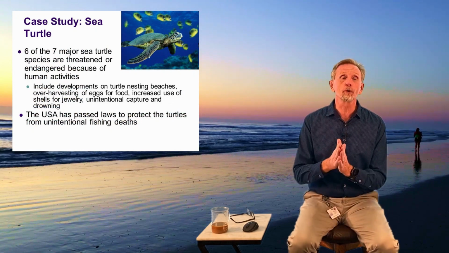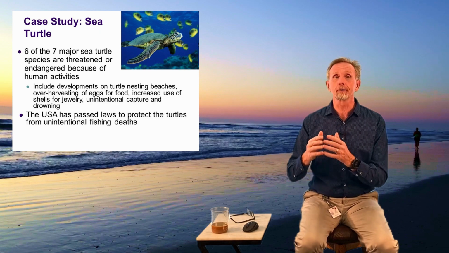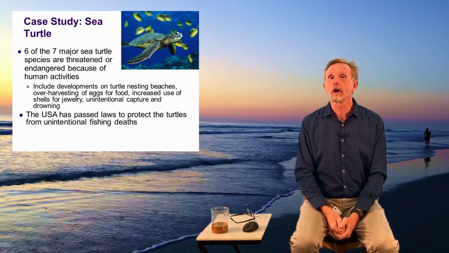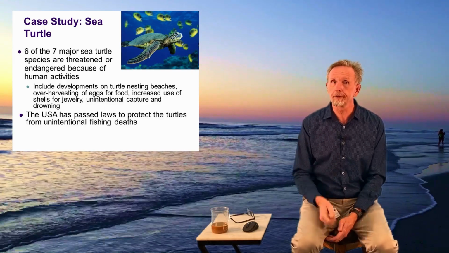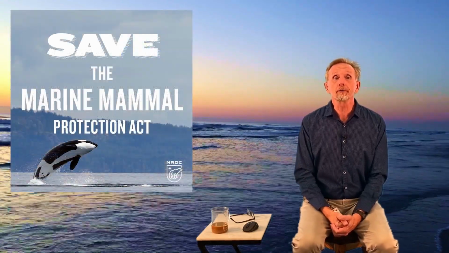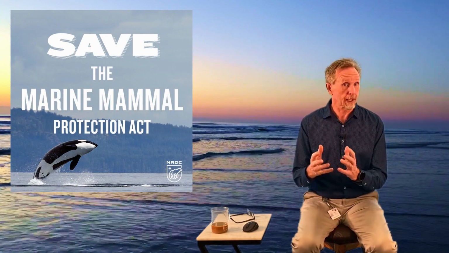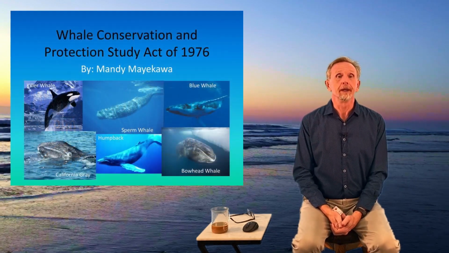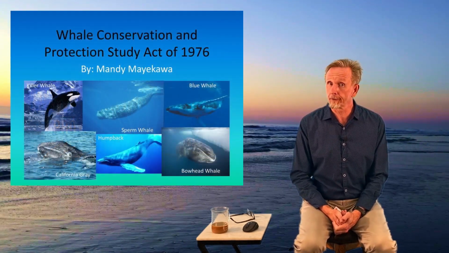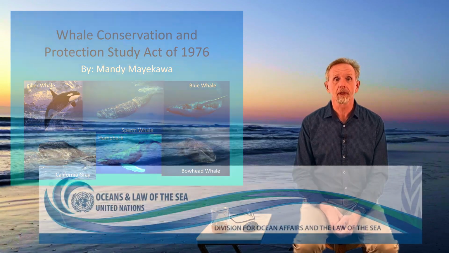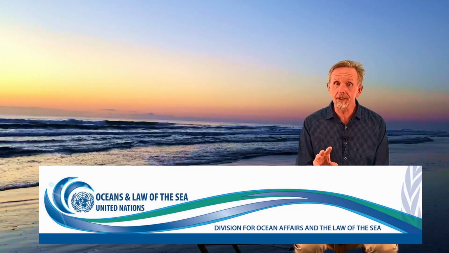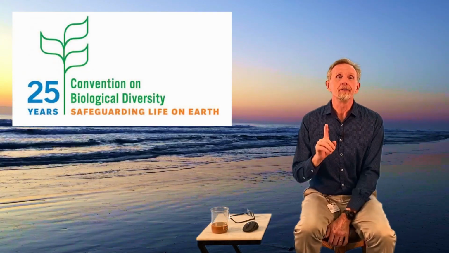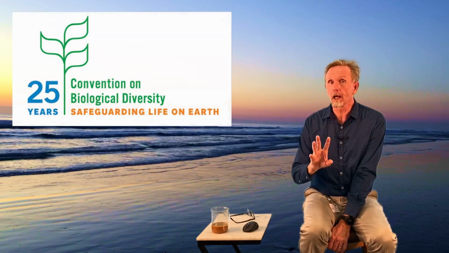1979, we established the Global Treaty on Migratory Species, like whales or things that are moving along. So we have laws on the books protecting these migrating species. The U.S. Marine Mammal Protection Act, protecting mammals, once again, dolphins, whales, sea lions, things of this nature. In '76, we had the Whale Conservation and Protection Act. '84, the United Nations Law of the Sea Treaty. And in 1995, the International Convention on Biological Diversity.